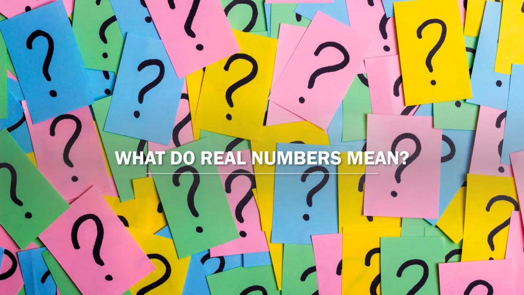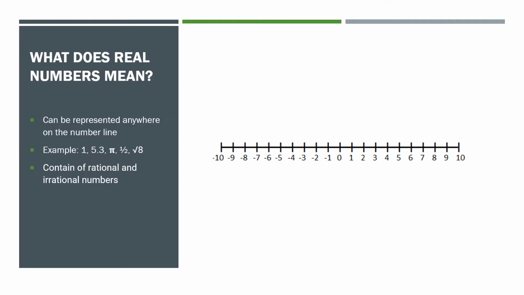What do real numbers mean? Real numbers are numbers that can be represented anywhere on the number line. Examples are 1, 5.3, pi, half, and square root 8. They consist of rational and irrational numbers.